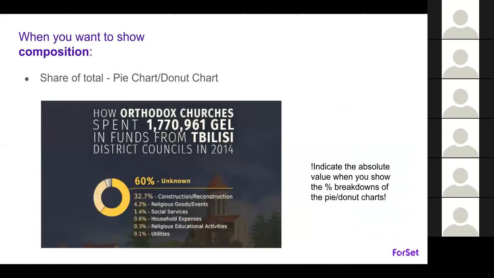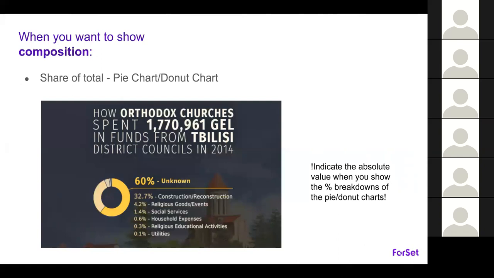Then this is one of the most commonly used chart types, the pie chart or donut chart. The difference between a pie chart and a donut chart is that the donut chart has this circle here. Pie charts are used to show composition. So we are showing shares of a total, and it is important that the total of a pie chart should compose 100%.